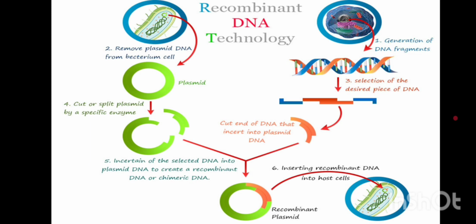The enzyme ligase is used to seal the bond between the DNA fragment and the plasmid, creating a stable recombinant molecule. Then, the recombinant plasmid is introduced into host cells, often bacteria. These cells will take up the plasmid and begin replicating, producing multiple copies of the recombinant DNA.